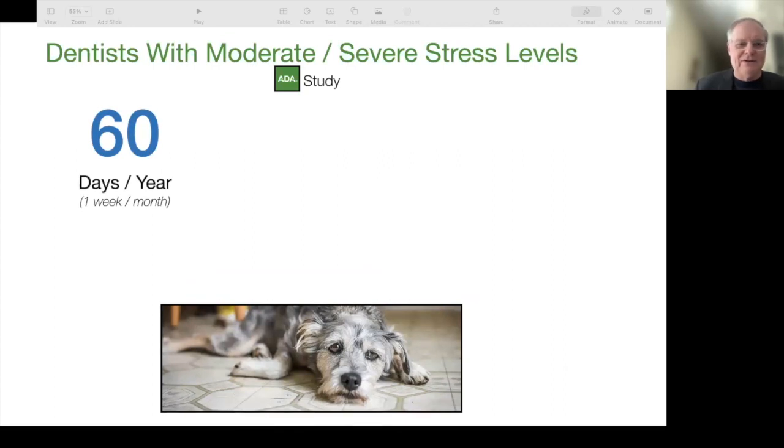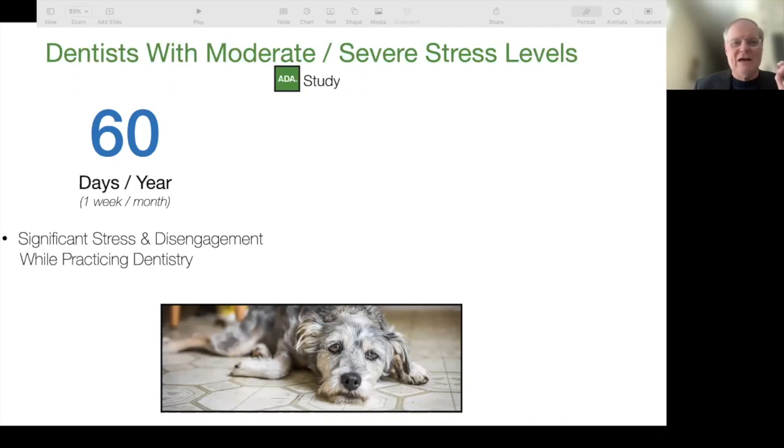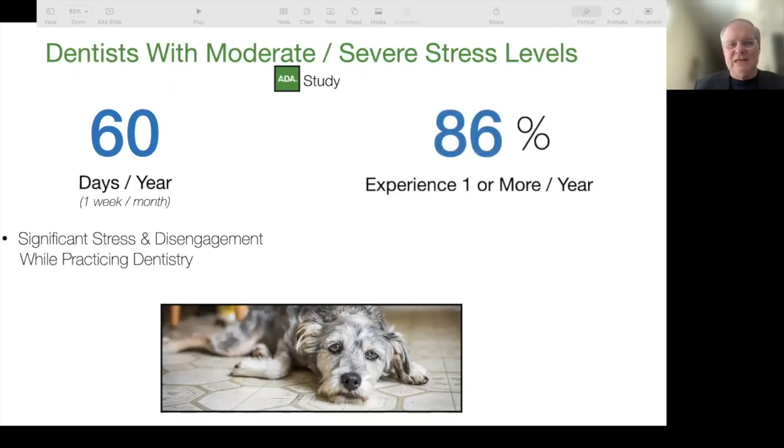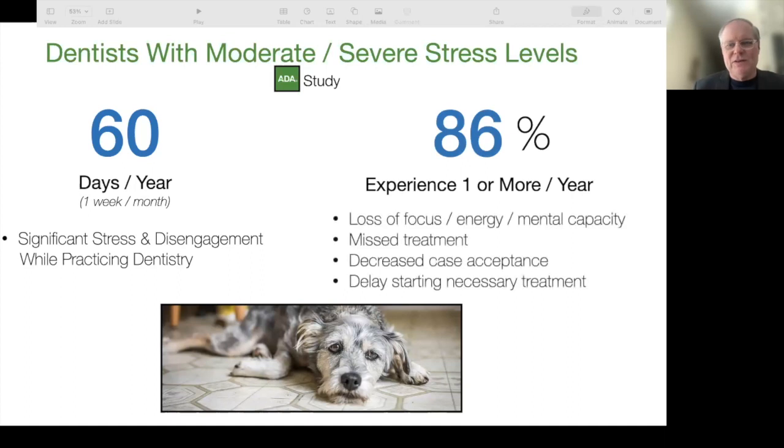And so the ADA did a study years ago, and they found out that about 2 months out of the year, dentists are either ineffective or disengaged from their work due to stress. And 86% of the dentists in that survey said they could identify with one of these four topics: exhaustion as far as focus, energy, and mental capacity; mistreatment; decreased case acceptance, because they were afraid to talk about it because they were tired, or they knew the patient wouldn't accept it, or they didn't have the skills to talk about it; or they delayed starting necessary treatment because it required them to learn a new technique.